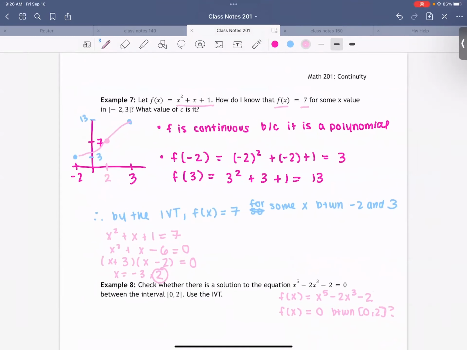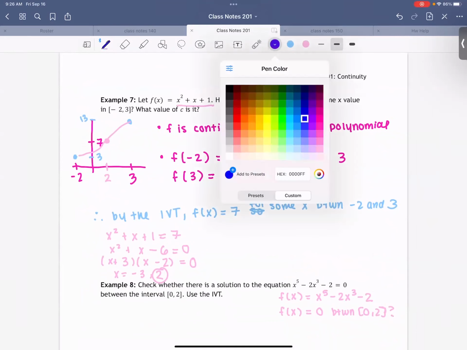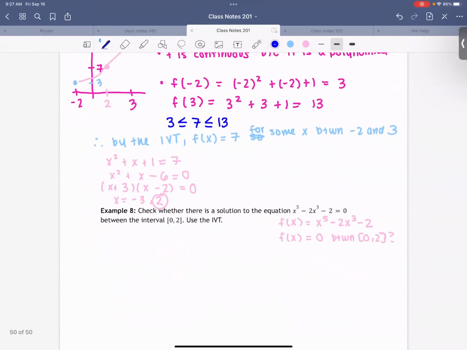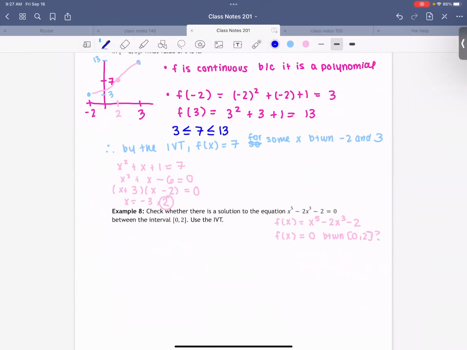Let's go back to example 7 real quick. I probably should have put a better explanation as to why the IVT works here. The reason the IVT works here is because 3 is less than or equal to 7, which is less than or equal to 13. I would recommend writing that. Now I'll let you work on example 8.